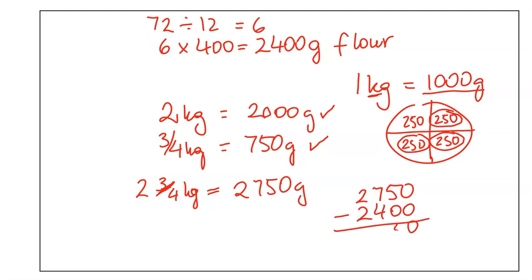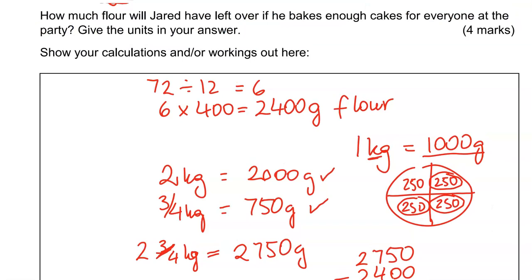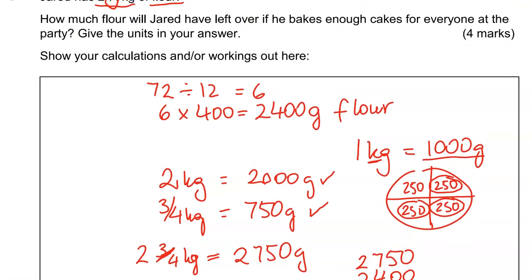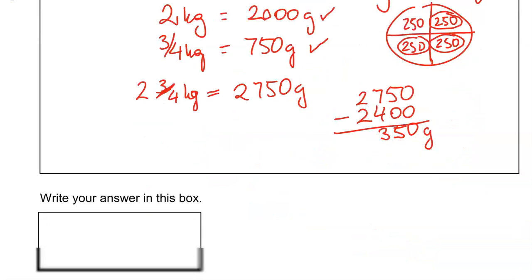We can work out the difference. So 5 take away 0 is 5. 7 take away 4 is 3. 2 take away 2 is 0. So question was, how much flour will Jared have left over? And that is 350 grams.